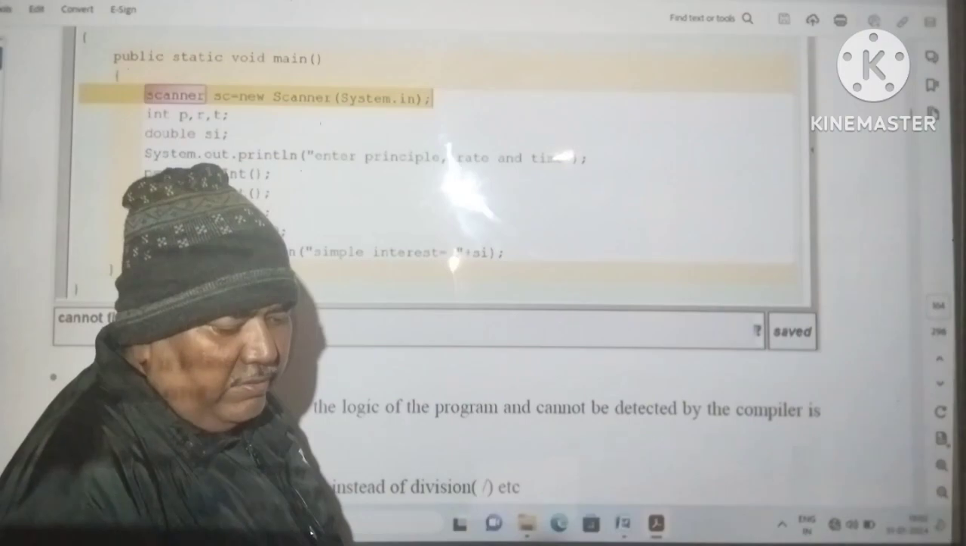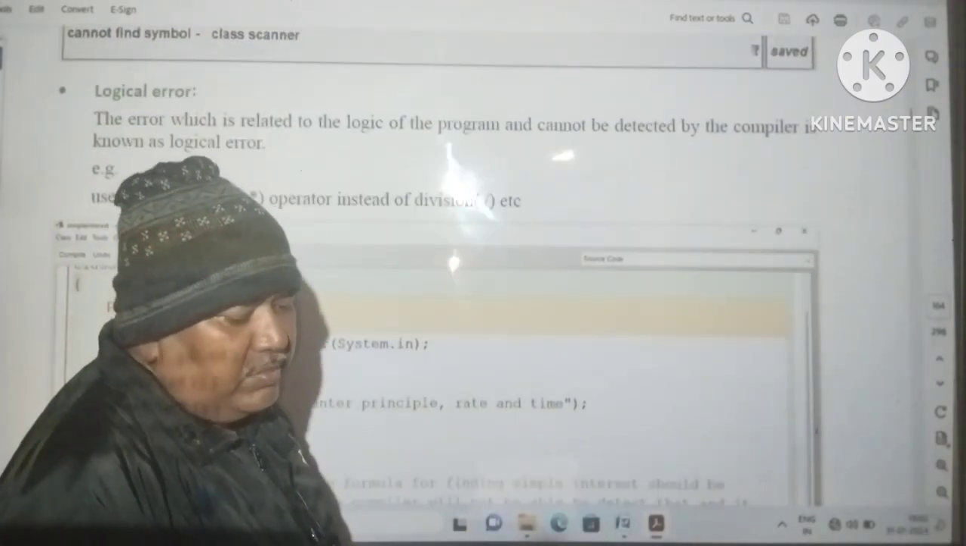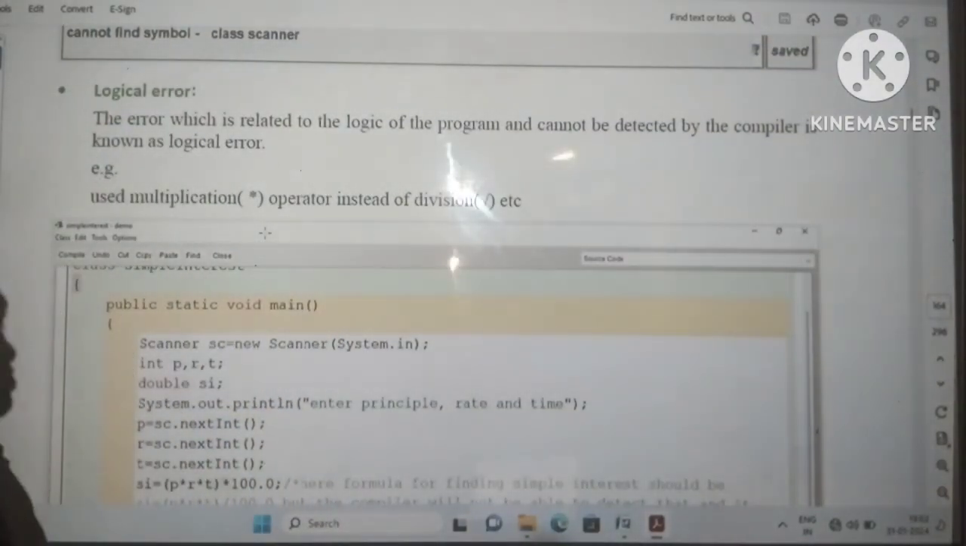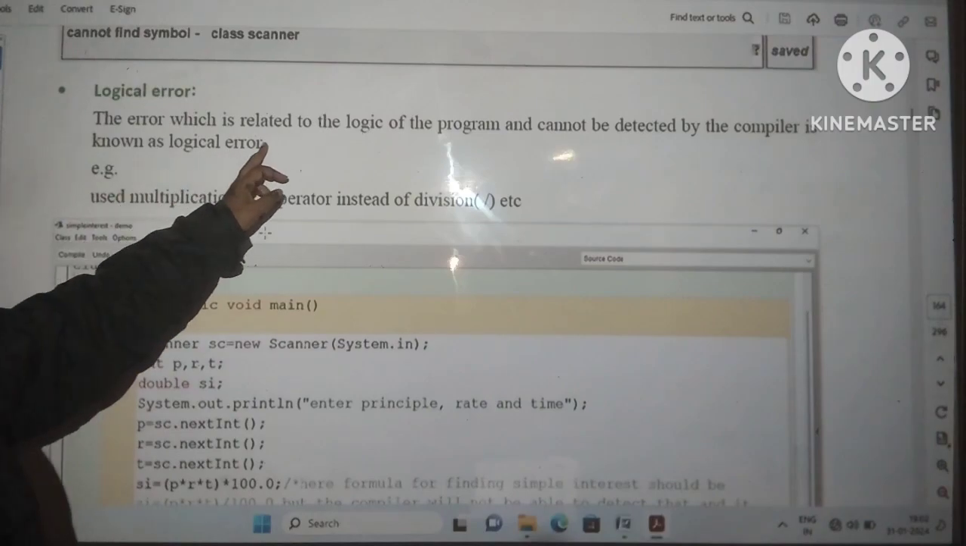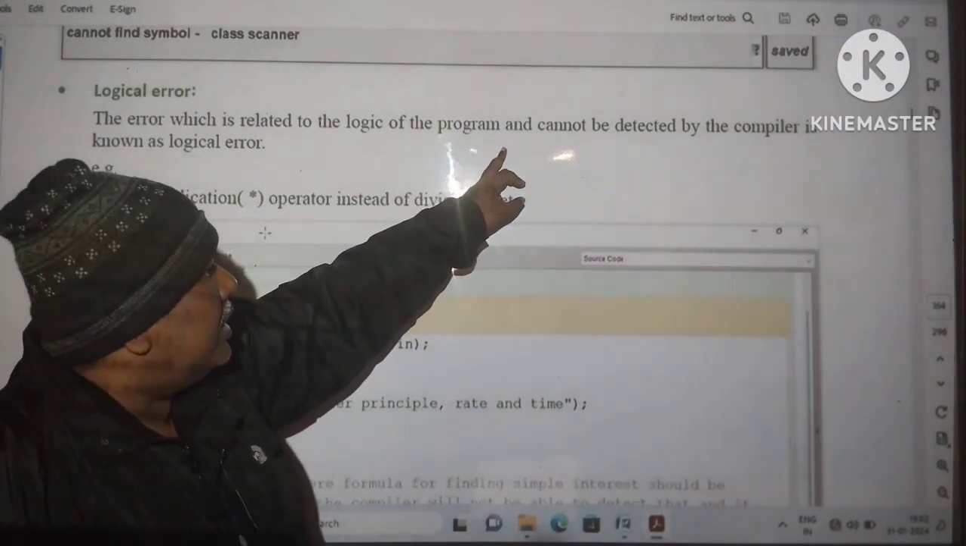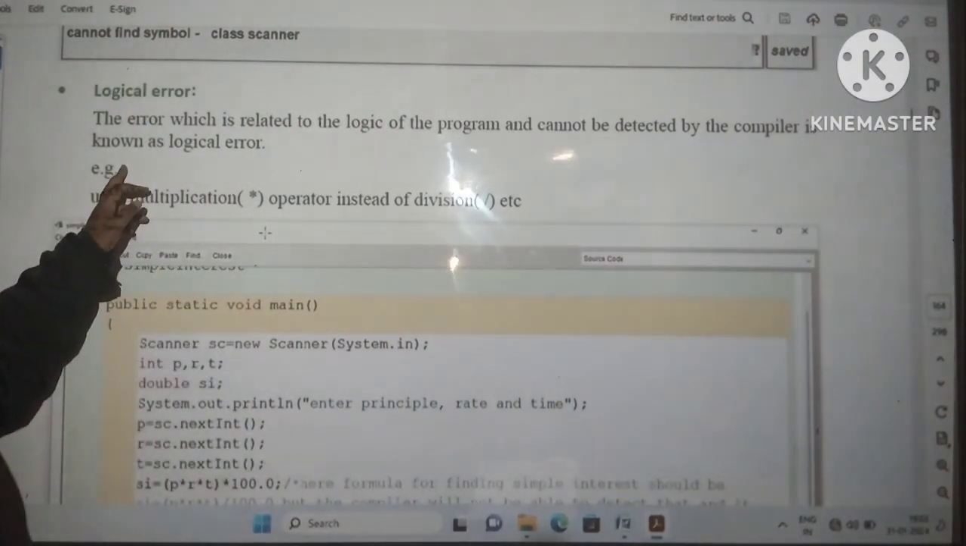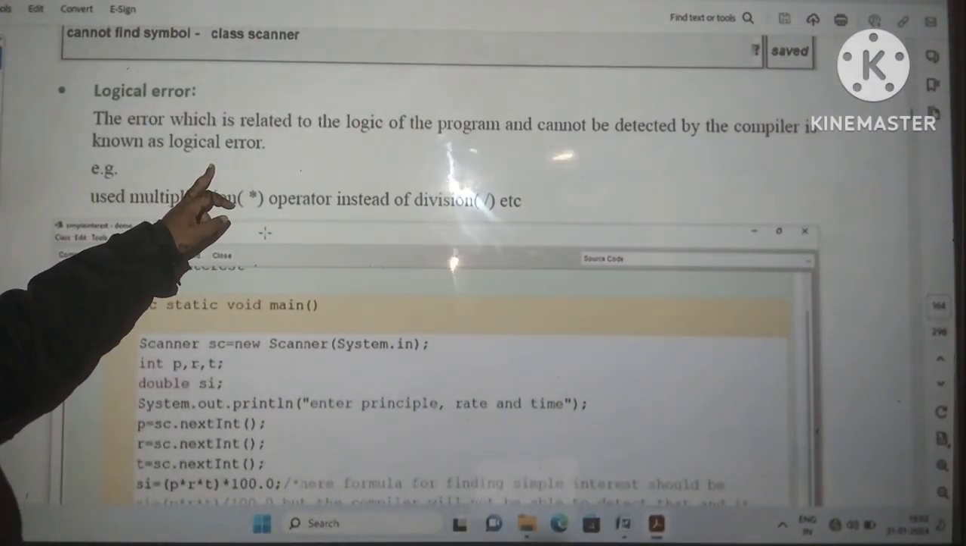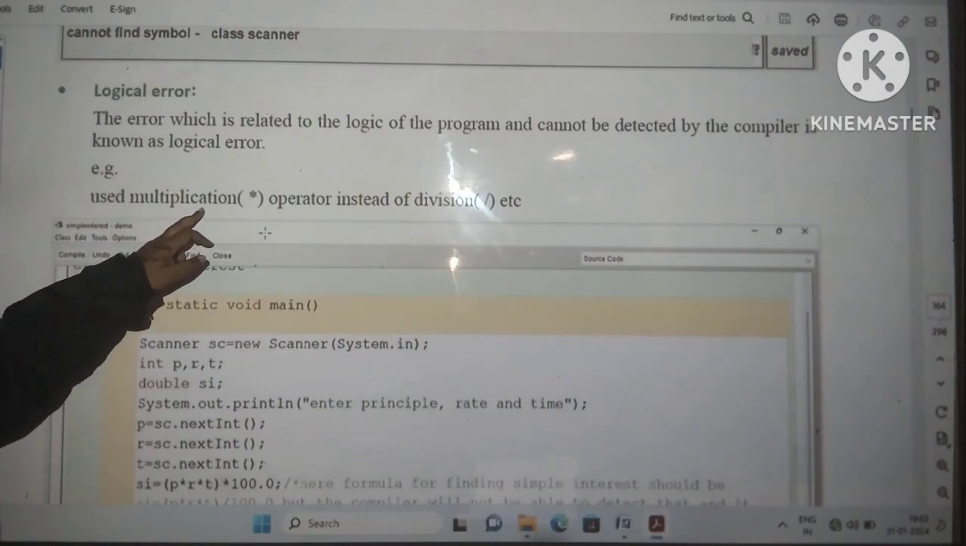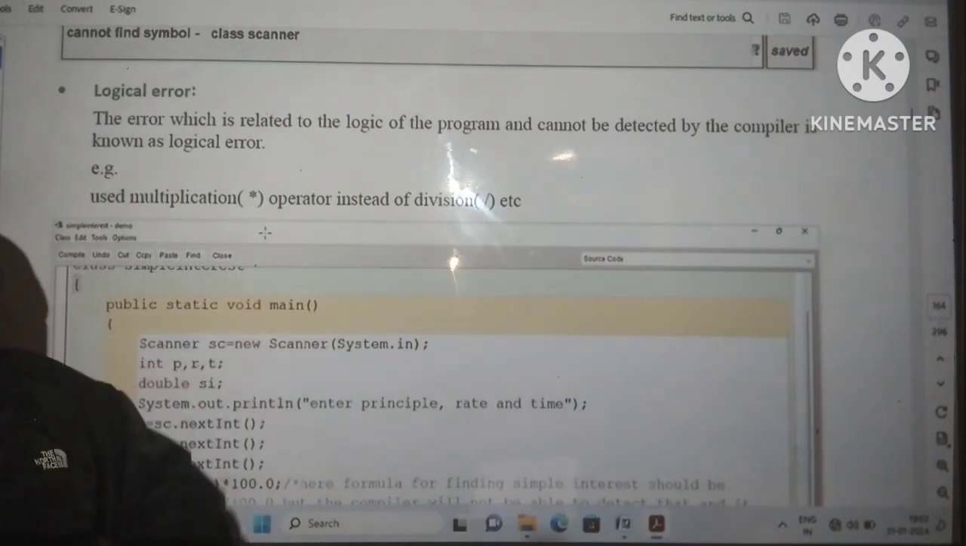Then we have logical error. Logical error means the error which is related to the logic of the program and cannot be detected by the computer. The computer will not understand a logical error. The user has to find it on his or her own and correct it. For example, using the multiplication operator instead of division.